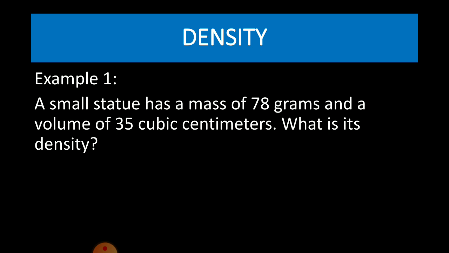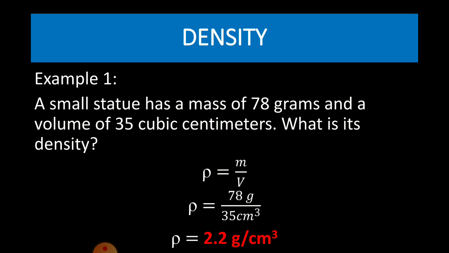What is its density? So we have a mass of 78 grams and a volume of 35 cubic centimeters. We will find for its density. So density is equal to mass divided by volume. So we have a mass of 78 grams, then divide it with its volume, which is 35 cubic centimeters. Therefore, density is equal to 2.2 grams per cubic centimeter.